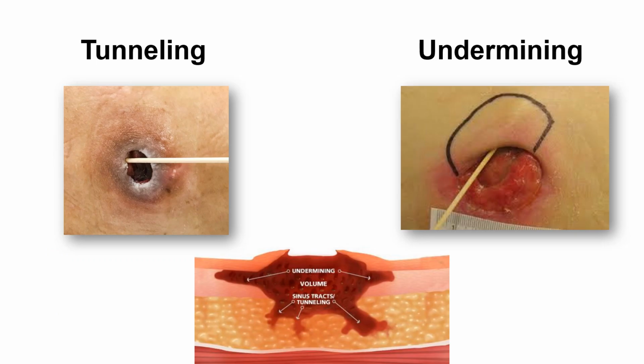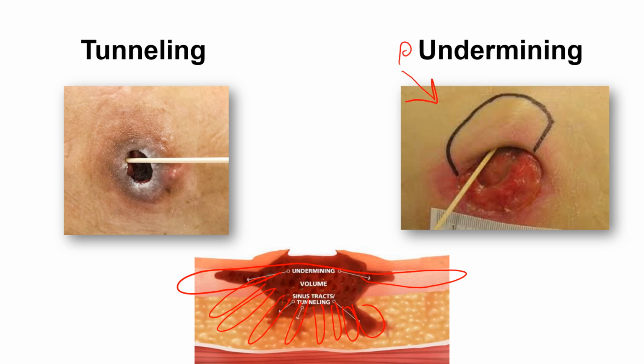This is tunneling and undermining. Tunneling is when you literally have little tunnels, little tracks, okay, it can be anywhere in the wound. Undermining is when it widens underneath the skin. So you can see undermining is right here below the skin. So really when we measure this wound right here, we're measuring from like here all the way to here. That's how we measure. That's why this line is drawn here, because that's the real wound bed, because we have undermining.